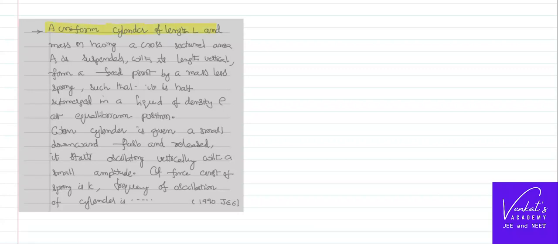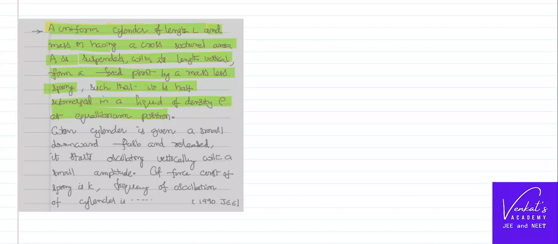A uniform cylinder of length L and mass M, having a cross-sectional area A, is suspended vertically from a fixed point by a massless spring such that half of it is immersed in a liquid of density rho at the equilibrium position. Quite a long sentence, right?